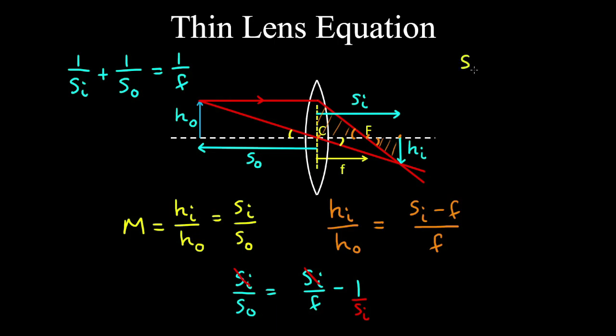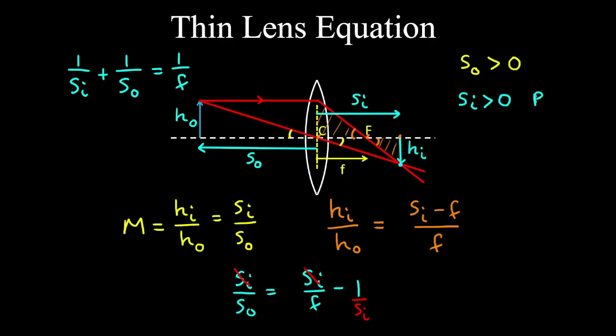Now we take the distance to the object as always positive because it's a real object, and therefore we take the distance to the image as positive if the image is on a transmitted side, where the light rays get refracted to a common point.